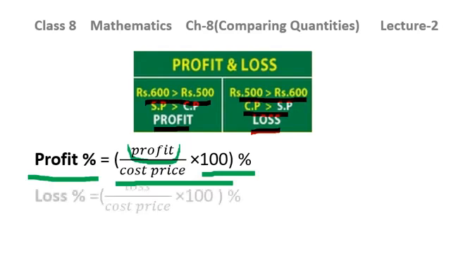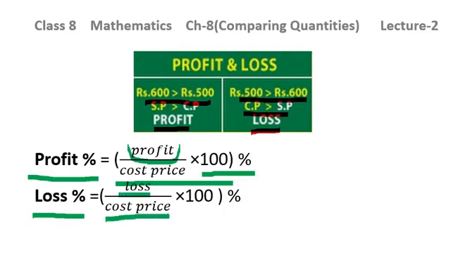Let us see the formula for loss percentage. Here, loss percentage will be loss over cost price, that is CP, into 100 percent. To find profit percentage, you use one formula, and to find loss percentage, you use the other. So profit percentage is given by profit over CP into 100 percent. Loss percentage is given by loss over CP, that is cost price, into 100 percent.